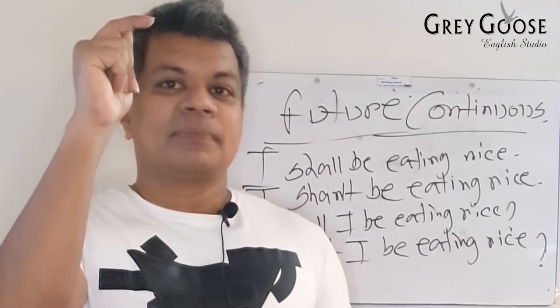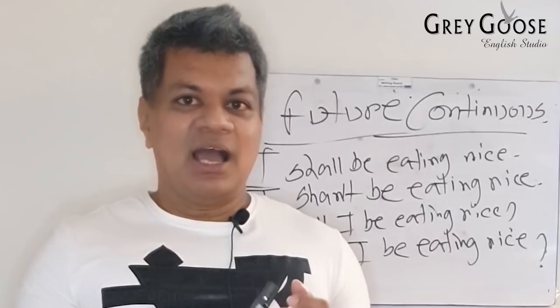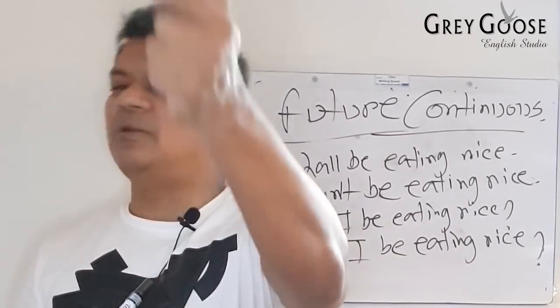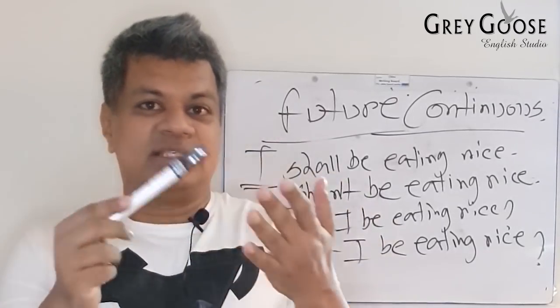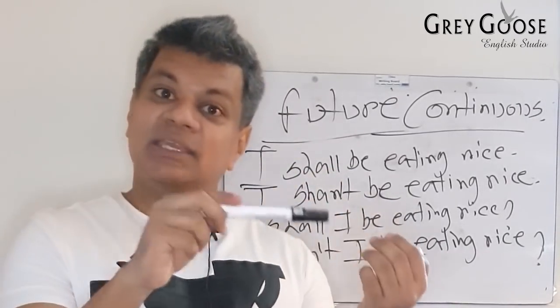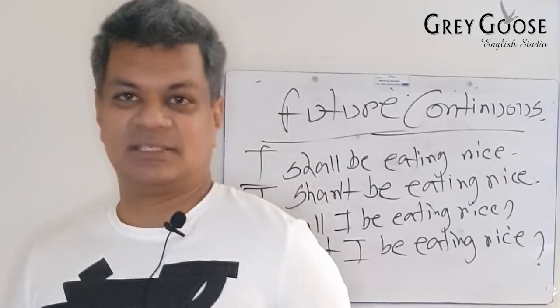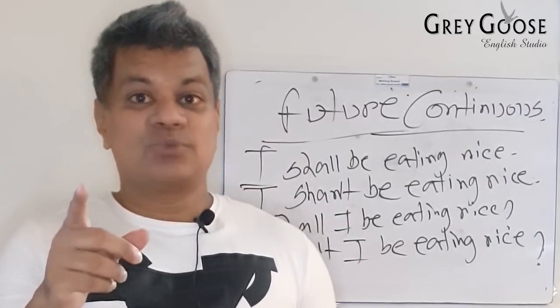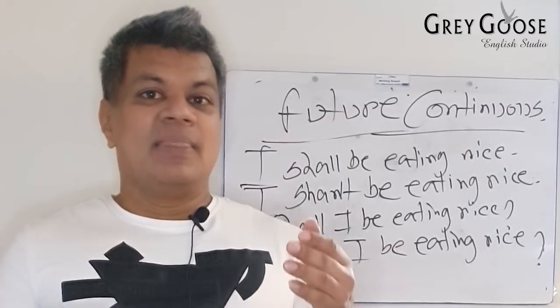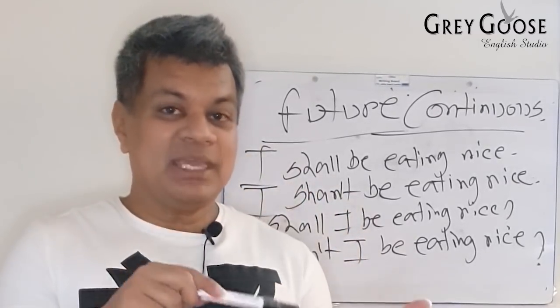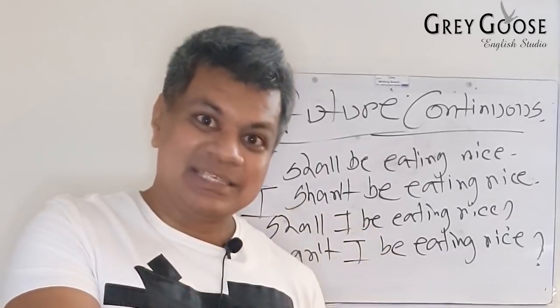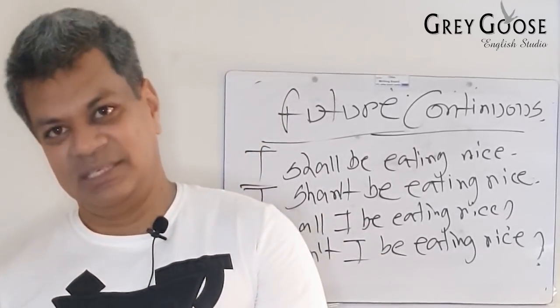Future indefinite. I will use will. I will eat rice. I won't eat rice. Will I eat rice? Won't I eat rice? And then the last one, future continuous. I will be eating rice. I won't be eating rice. Will I be eating rice? Won't I be eating rice?